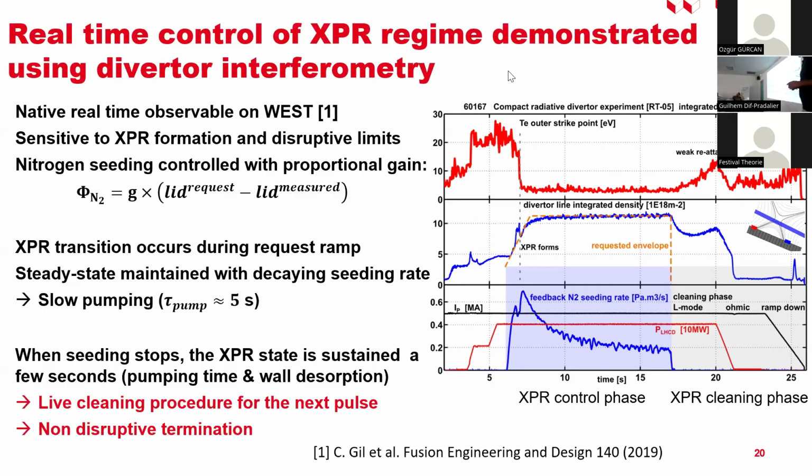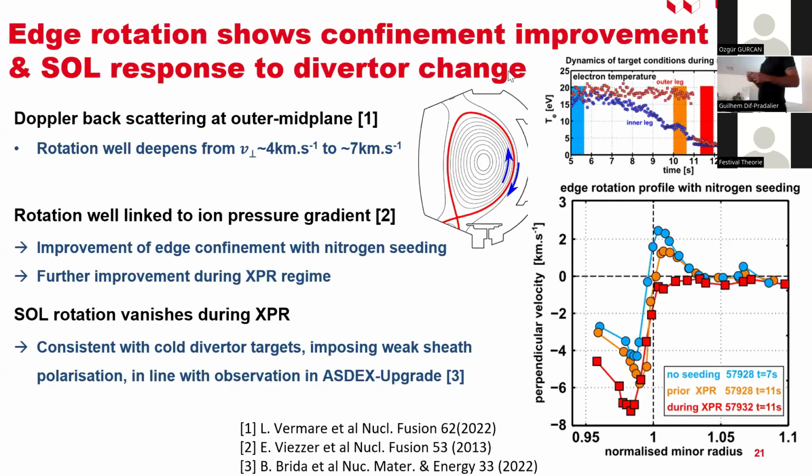Okay, so now I come a bit on transport, edge transport theory. I will show here results obtained with Doppler backscattering on WEST. It was presented this morning. It's a radar system. It measures the perpendicular velocity of fluctuations at the plasma edge, and you can get rotation profiles across the plasma edge. Okay. So at the bottom, you see the radial profile around the separatrix. Outside of it, right side of one, is the scrape-off layer. Inside is just inside the confined region, what we call the pedestal.